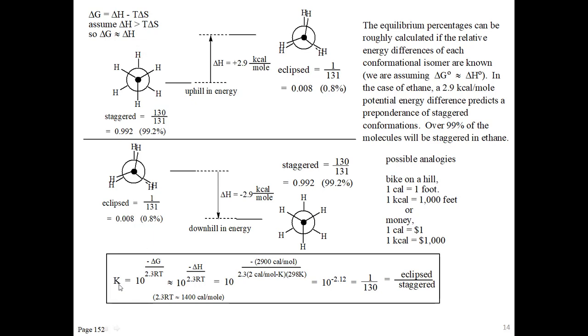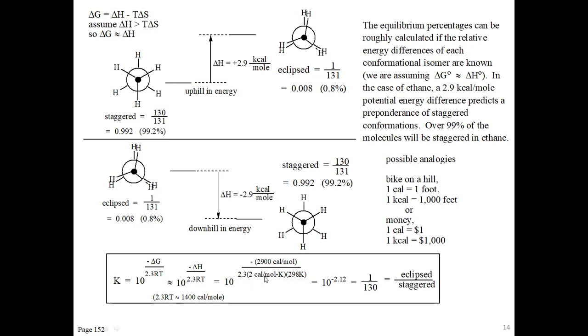The equilibrium constant is equal to 10 to a power. The power is the energy change that we're talking about. So in this case, that'll be 2.9 kcals divided by 2.3 RT. 2.3 is a number. R is an energy constant that we're going to call 2 calories per mole per degree Kelvin. And the temperature, we're just going to say is about room temperature. So I assumed here 298, or you might say 300 degrees Kelvin.